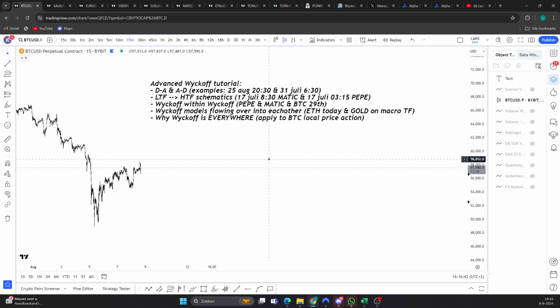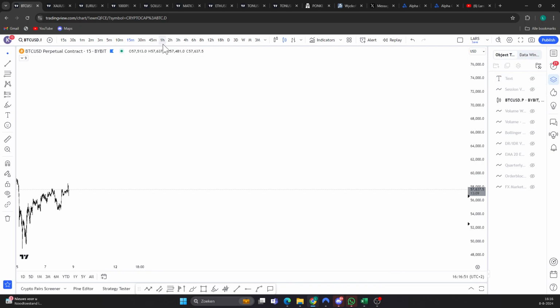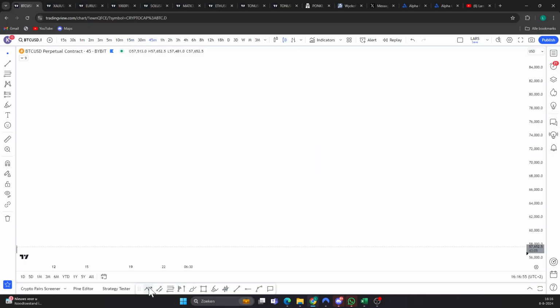Now we're going to go over into low time frame schematics going over into high time frame schematics, with MATIC and PEPE as the example. Okay, so what I mean with low time frame schematics going over into high time frame schematics.